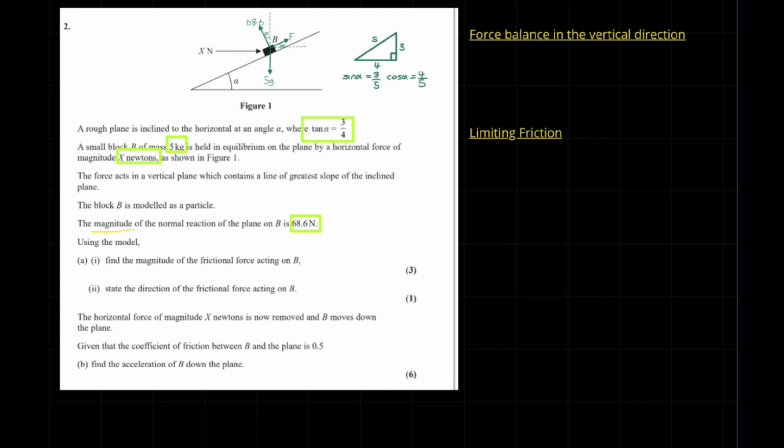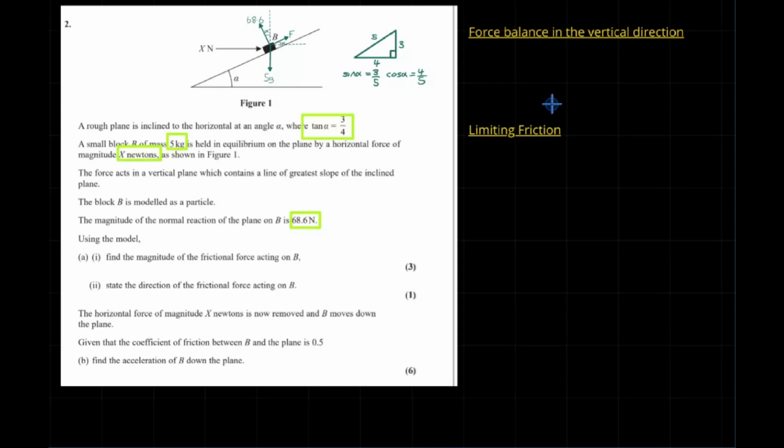Now, last time I resolved along the plane and perpendicular to it, and I took my forces and my acceleration in those directions. But this time it's slightly different because I've got an unknown force in the horizontal direction. Now, in order to get round that and not have to include it in my calculations, I'm going to do a force balance in the vertical direction. Now, we need to know then which forces acting have a component in the vertical direction.